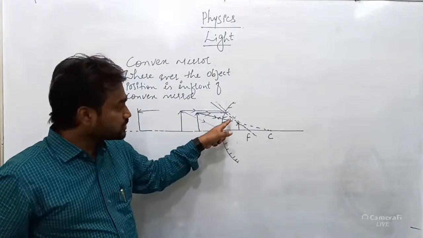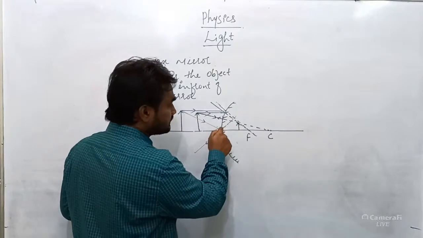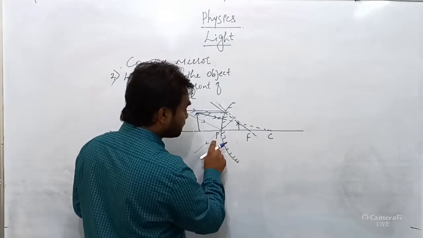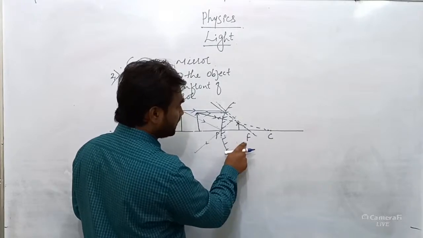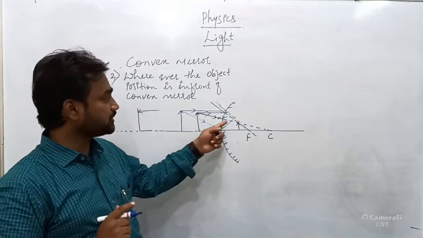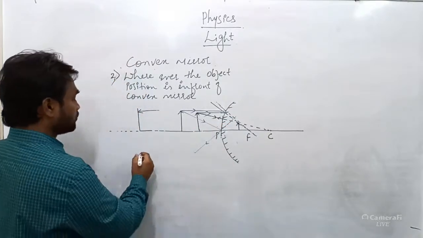Okay, so now you could see here the blue color line, the rays, these two are meeting at this point, and again you can see that where they are going to meet, they are going to meet between P and F. The intersection point is between P and F. Is that clear?